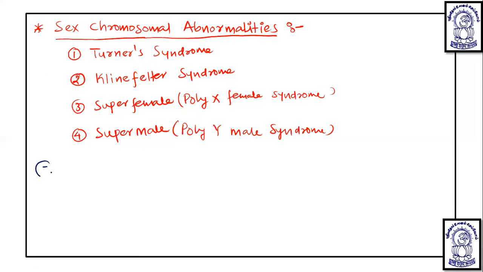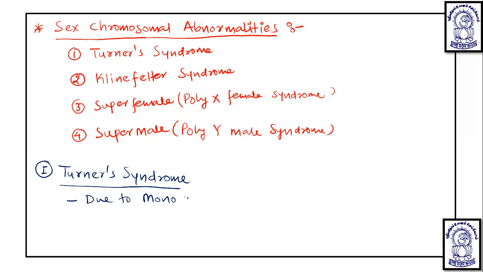So first, we are going to discuss Turner syndrome. This Turner syndrome is due to monosomy. Monosomy is what? 2n minus 1 condition. And this 2n minus 1 condition in X chromosome mainly, and that is monosomy of X chromosome actually.